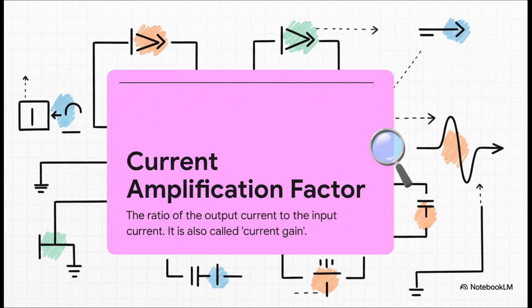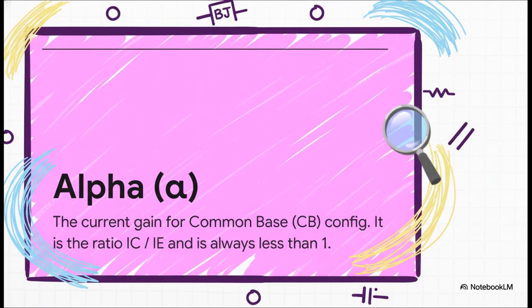And each of our 3 configurations has its own special name for this gain factor. So for that first setup, common base, the gain is called alpha. It's the ratio of the output current from the collector to the input current at the emitter. But here's the really weird part. Alpha is always less than 1. Wait, less than 1? How is that amplification? Well, it means this setup doesn't actually amplify current. It seems kind of strange, but that very property makes it super useful for other jobs, like in high-frequency circuits.